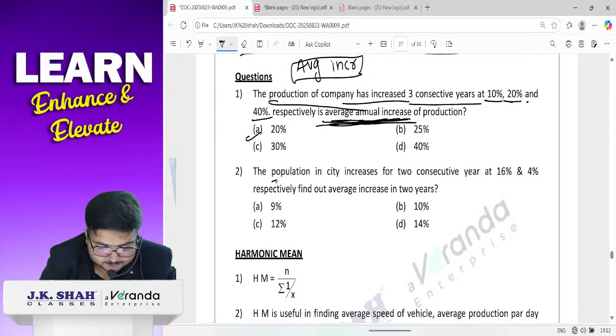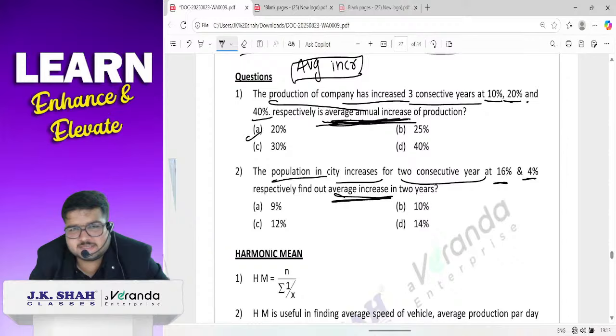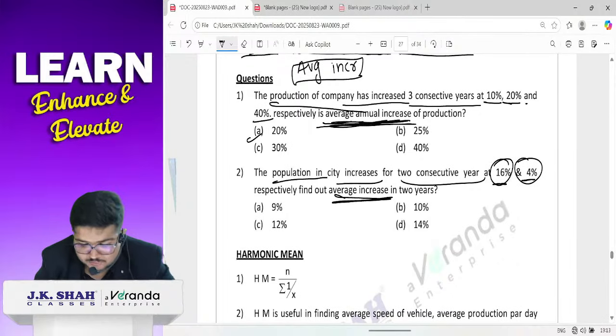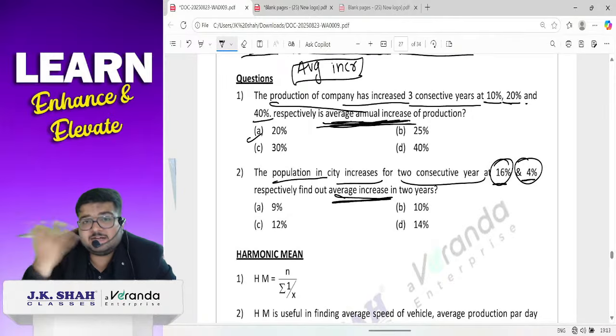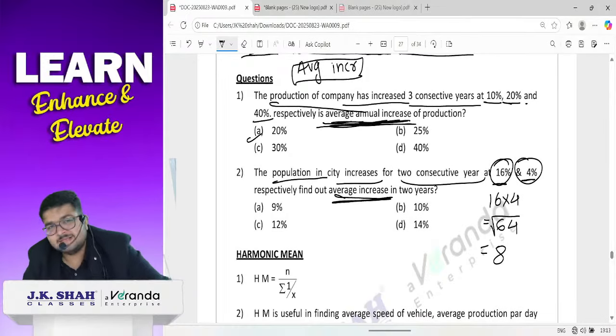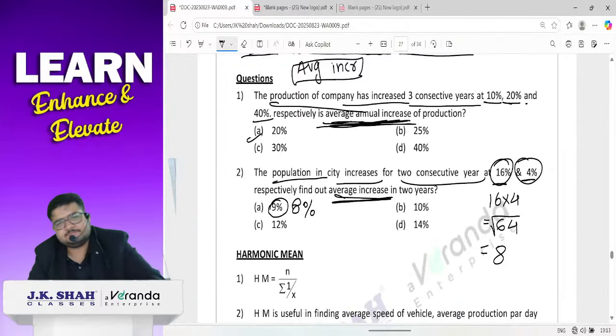Now next question. Population of a city increases for 2 consecutive years as 16% and 4%. There are only 2 observations. What we have to find? Average increase. Again, average and increase words come together, so we have to find geometric mean. There are 2 observations, 16% and 4%. So multiply both of them and find the square root. 16 into 4 is 64. Square root of 64 is 8. Answer is 8%. Sir, but there is no option as 8%. So this is a printing mistake. This will be 8%. The answer is 8%.